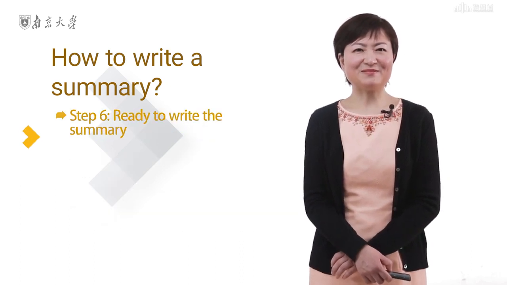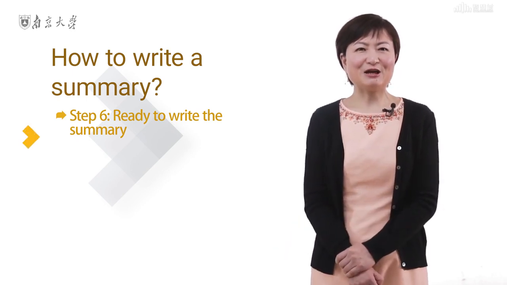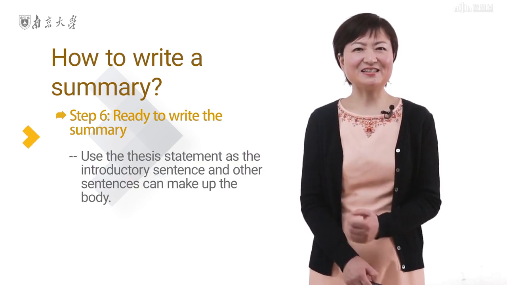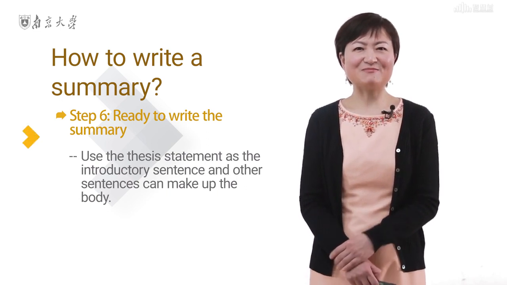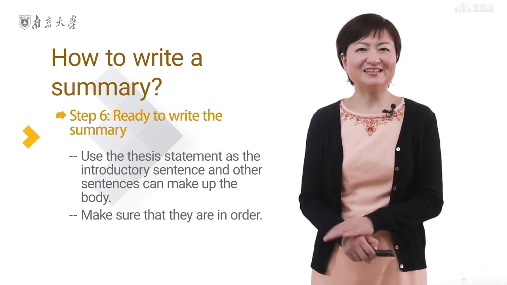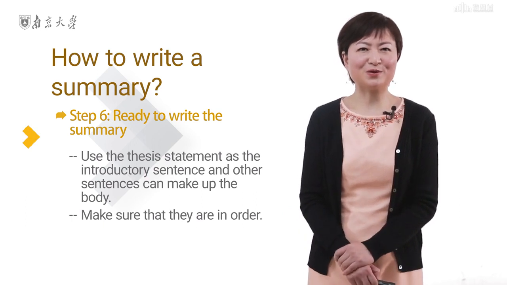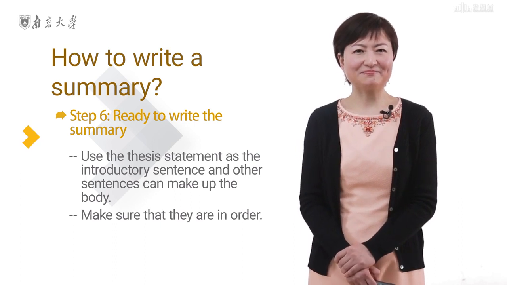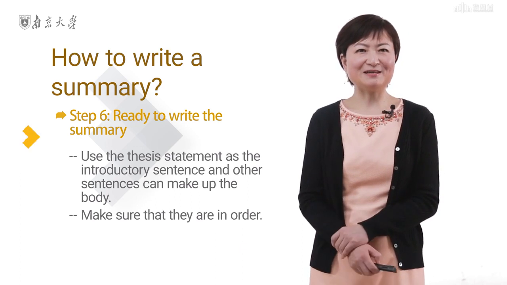The sixth step is to get ready to write the summary. At this point, your first draft is virtually done. You can use the thesis statement as the introductory sentence of your summary, and your other sentences can make up the body. Make sure that they are in order. Add some transition words like then, however, also, moreover, that can help with the overall structure and flow of the summary. And once you're actually putting pen to paper, remember these tips.